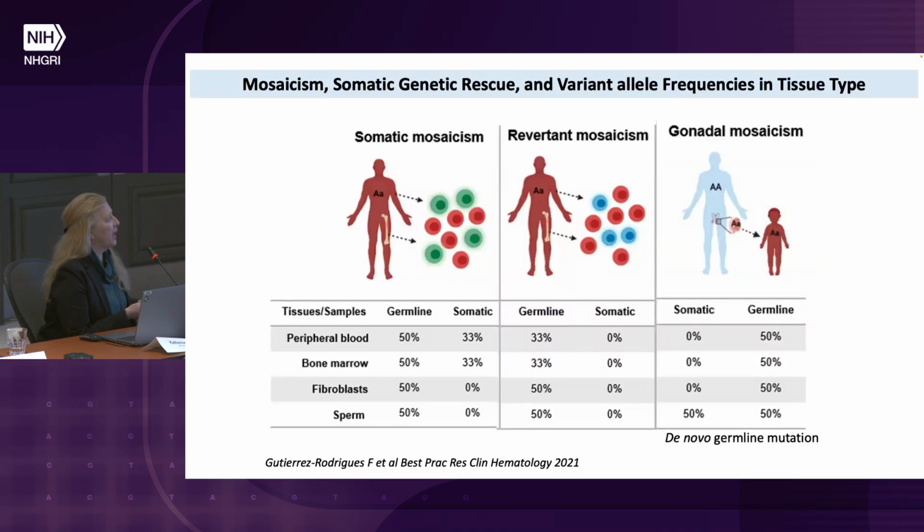And then in gonadal mosaicism, peripheral blood, bone marrow, and fibroblasts will be negative for the mutation. However, sperm will be positive. And in this setting, the offspring will have a 50% germline mutation in all of those tissues sequenced. And this is what we see in patients with de novo germline mutations.